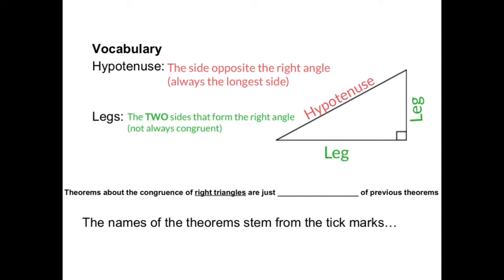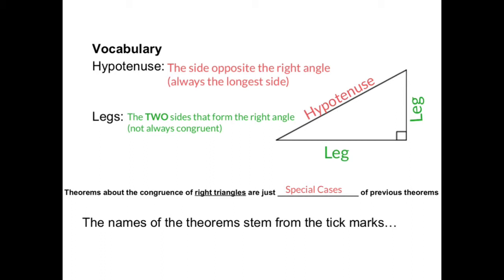The legs are the two sides that form the right angle, and they're not always congruent. So just because we use the same word to describe them, they are each a leg, they do not have to be the same length. So the 90 degrees is here, created from the two legs, and the hypotenuse is opposite of that. And as we move into the tests, the theorems about the congruences of right triangles are just special cases of those previous theorems that I've already mentioned. And the names of the theorems stem from the tick marks. So that's what we're really going to be looking at.